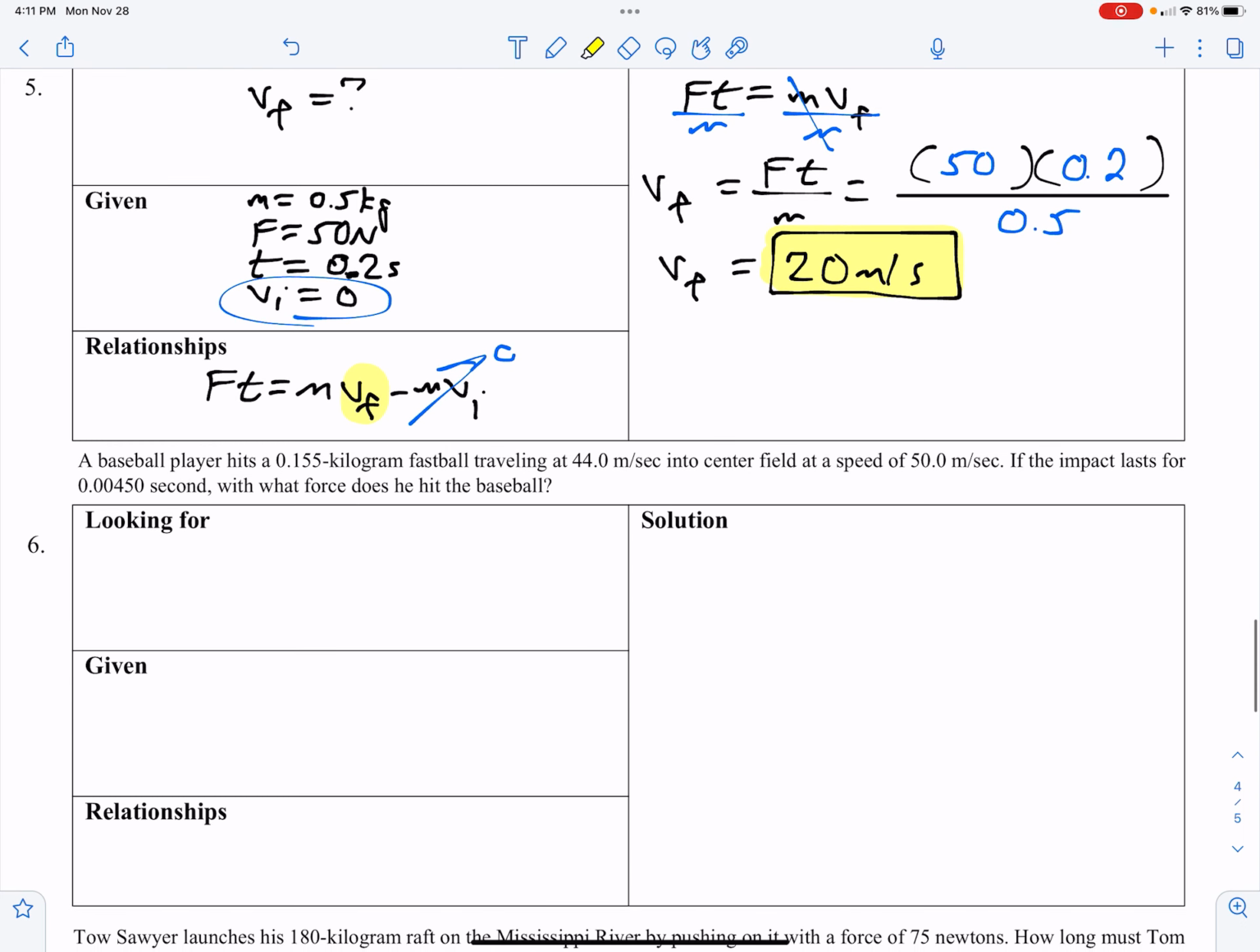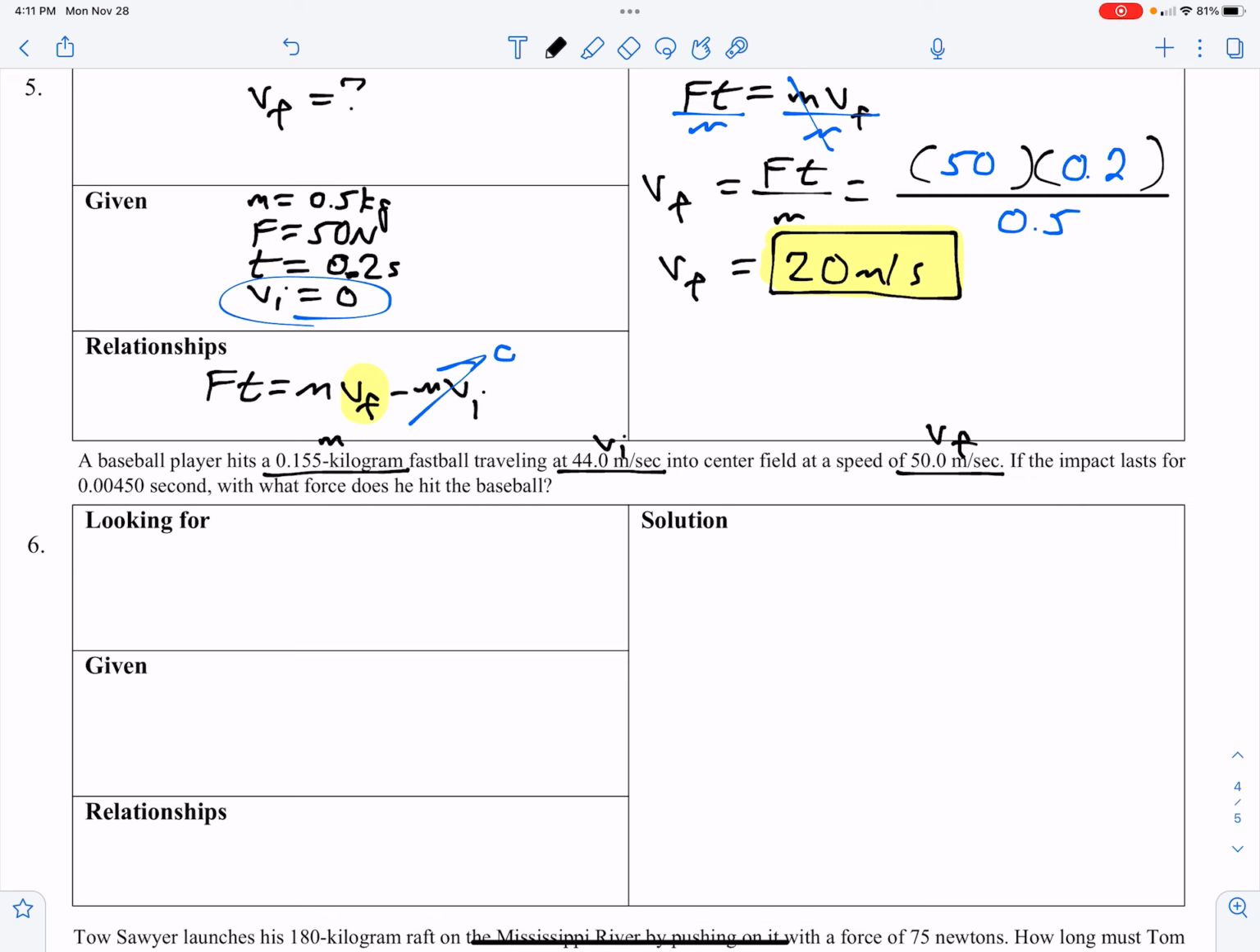Question 6. A baseball player hits a 0.155 kilogram fastball, that's m, traveling at 44 meters per second, that's v initial, into center field with a speed of 50 meters per second. So this is the speed it leaves the bat with. That would be v final.